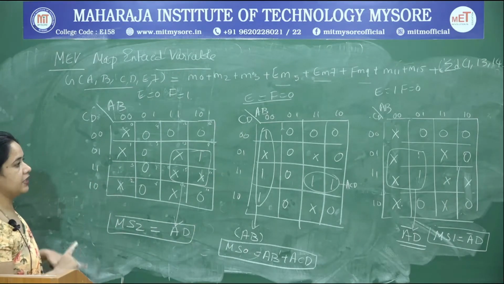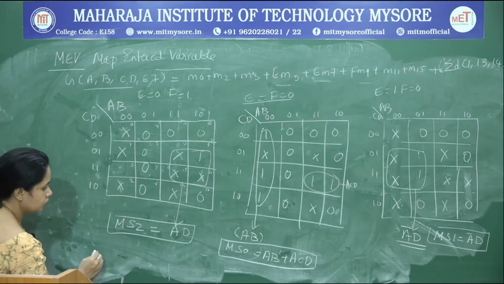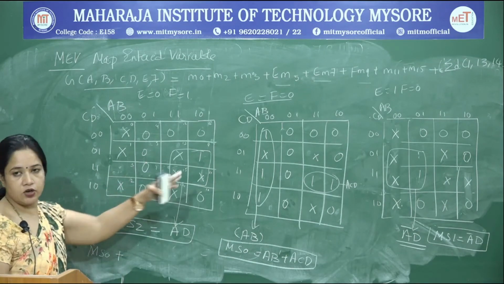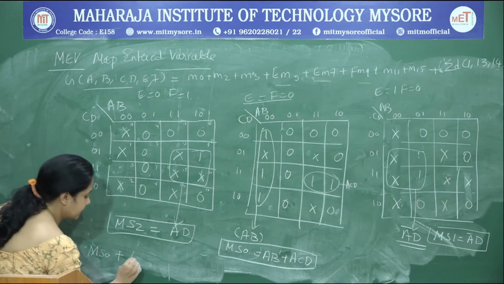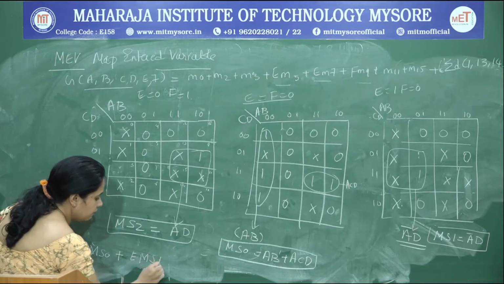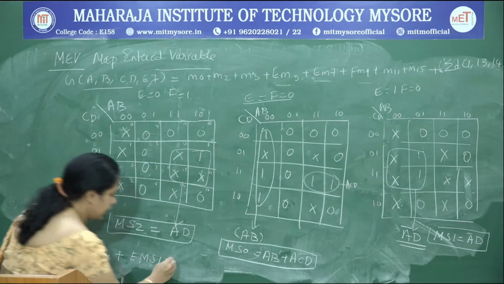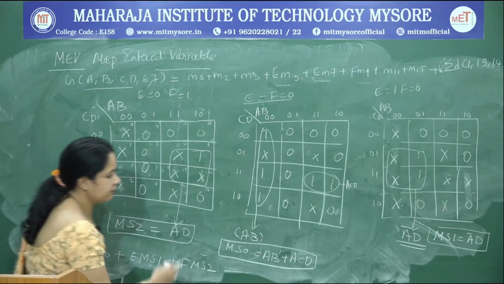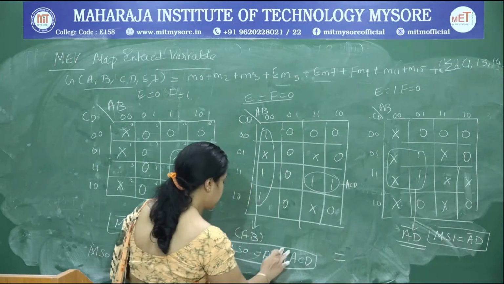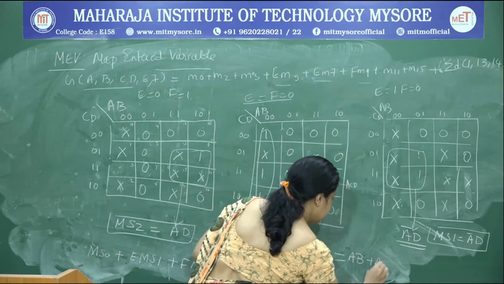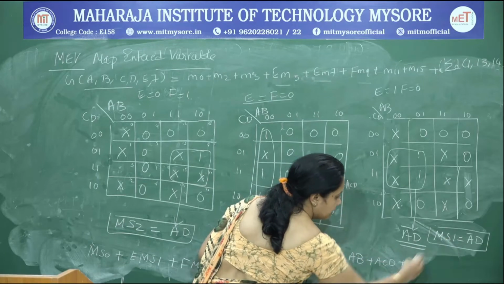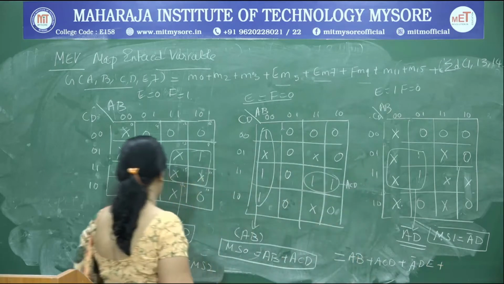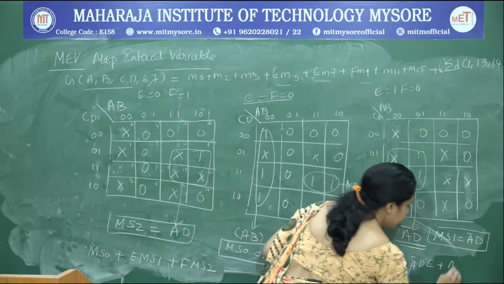Finally, we will write the final expression. It is going to be MS naught, for E is 0 and F is equal to 0. So we have MS naught plus E into MS1. Why E into MS1? Because E is 1. And finally F into MS2. So your final simplified expression is going to be AB plus ACD plus E into MS1, so it becomes A bar DE, plus F into MS2, that is AD.